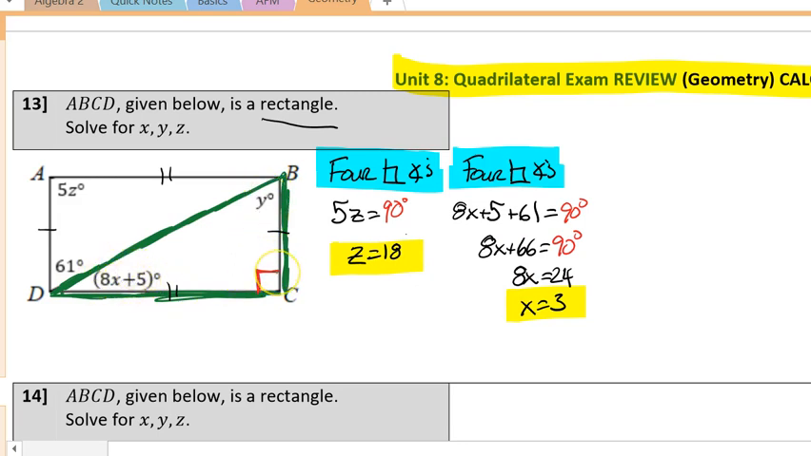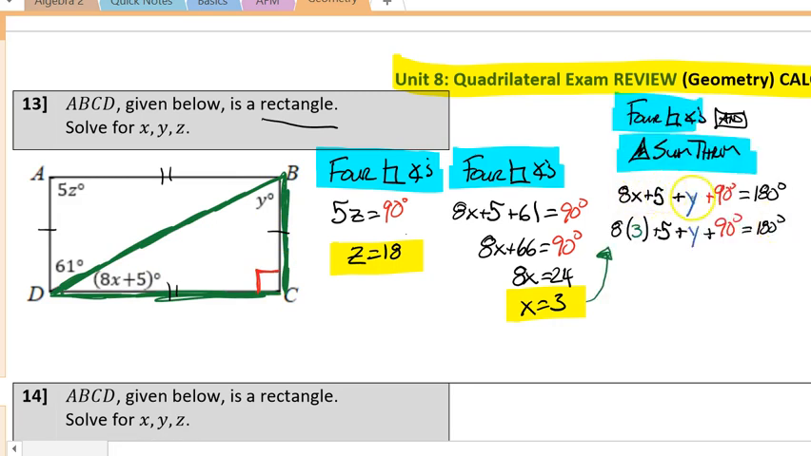Added with y and added with 90 should be equal to 180 degrees, giving us 8x plus 5 plus y plus 90 equals 180, or 8 times 3, which we solve for x, plus 5 plus y plus 90 equals 180. We can combine like terms here and then solve, which gives us y plus 119 equals 180, or y is equal to 61 degrees.